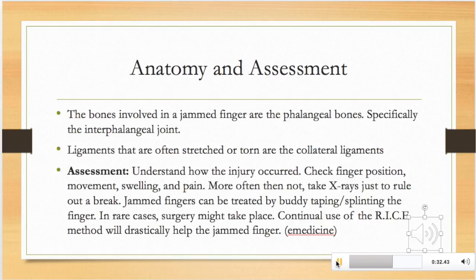Jammed fingers can be treated pretty simply with the RICE method. You can buddy tape it or splint the finger in order to keep it from bending in a certain direction and keep it safe and comfortable. But continual use of the RICE method will drastically help the jammed finger. This information comes from eMedicine.